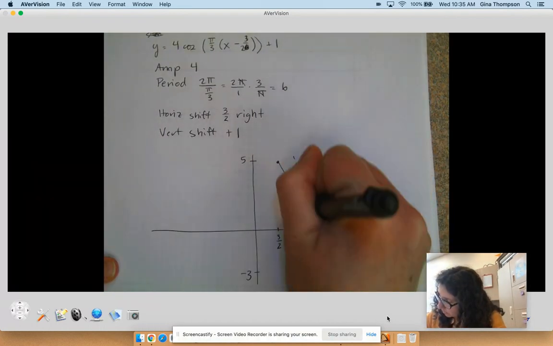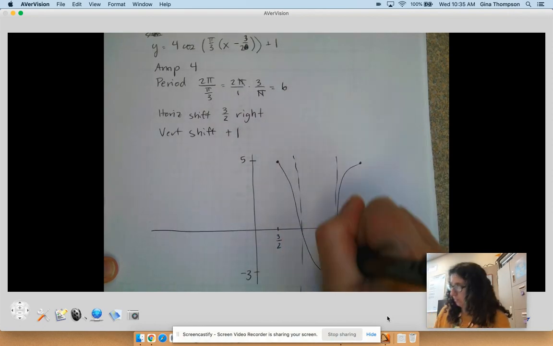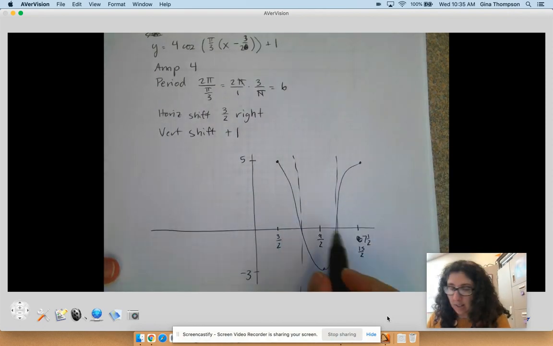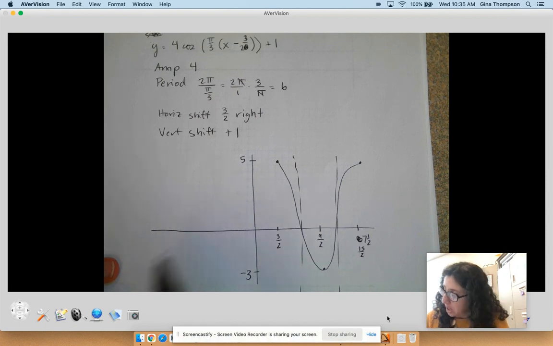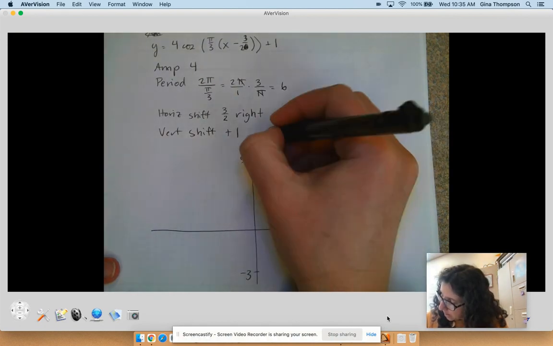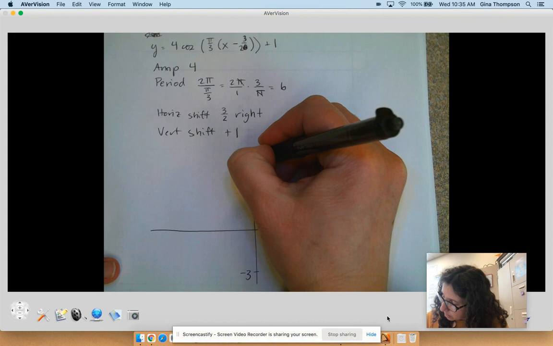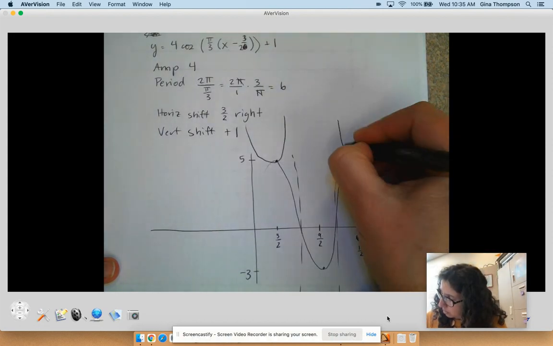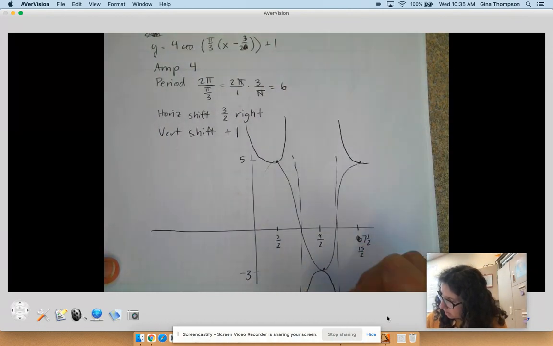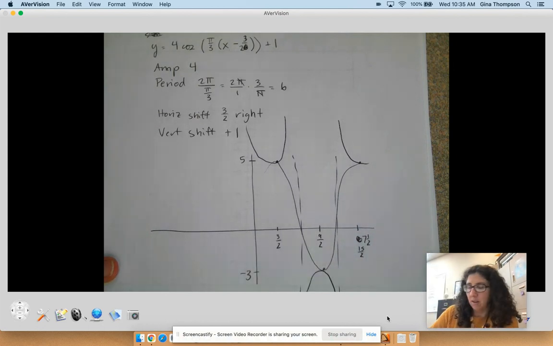And let's make our vertical asymptotes wherever this crosses the x-axis. And we know this is going to look kind of like that. So our secant is going to look something like that.